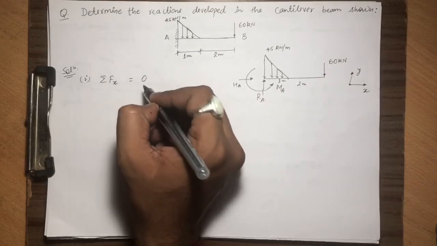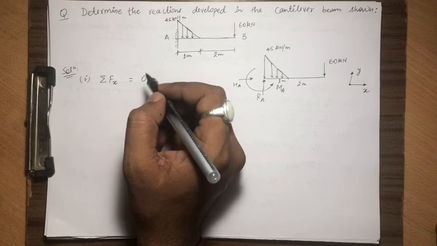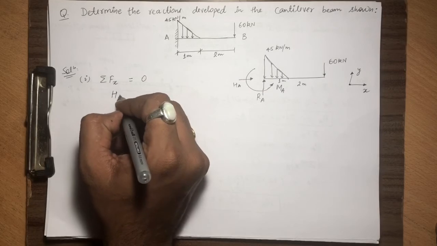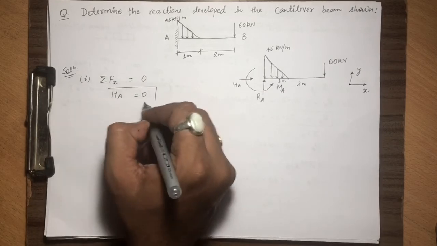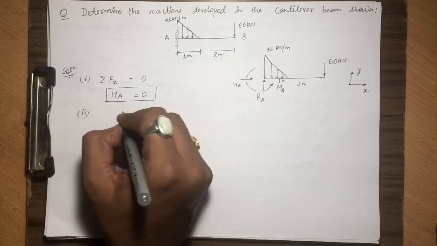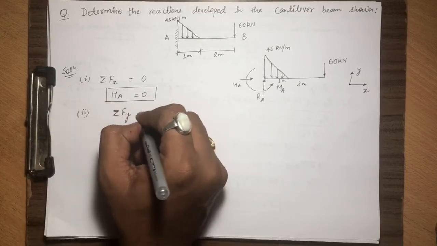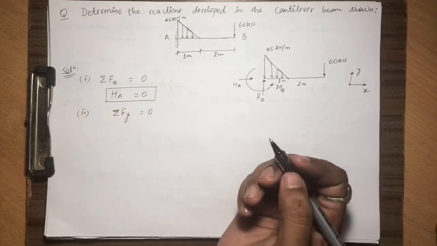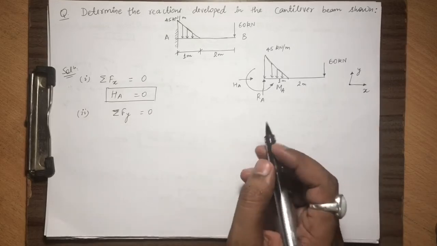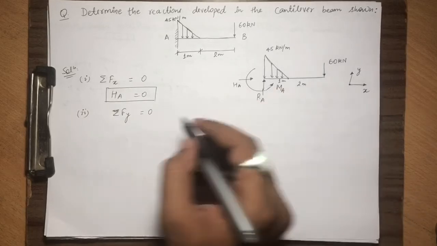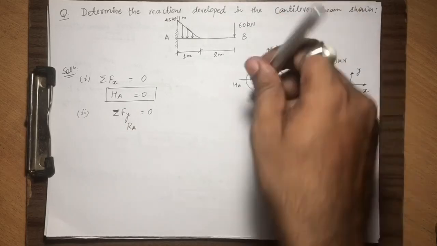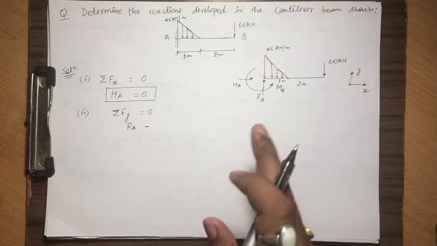Summation Fx is equal to 0. So in x direction only one force, that is HA. So HA is equal to 0. Fine. Second is summation Fy is equal to 0. In y direction, the sign convention is the same as the previous problem. So moving from point A, RA is acting in upward direction.